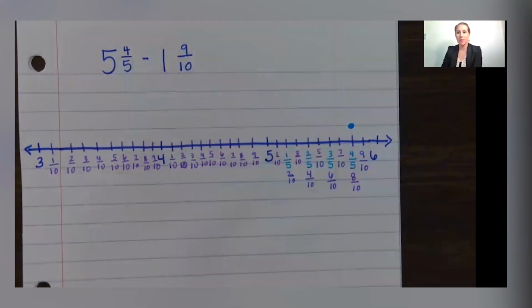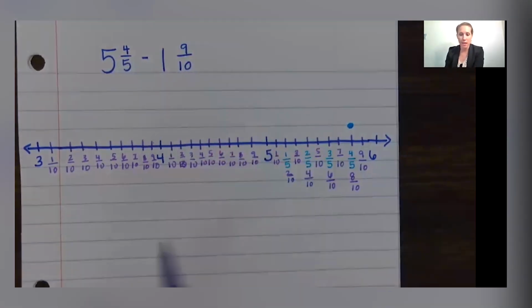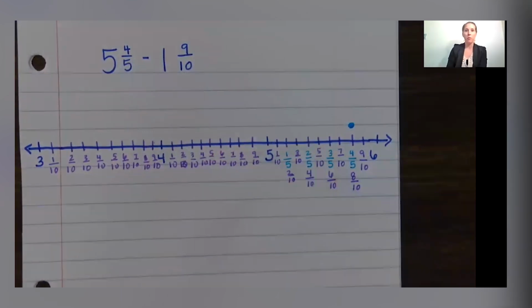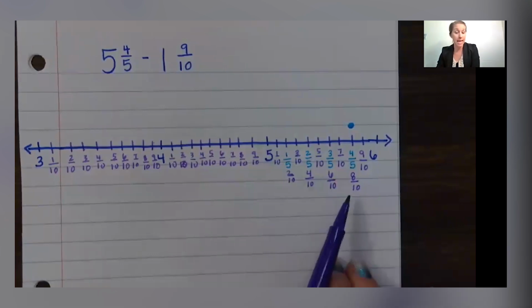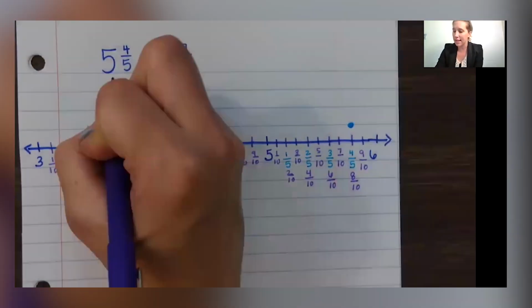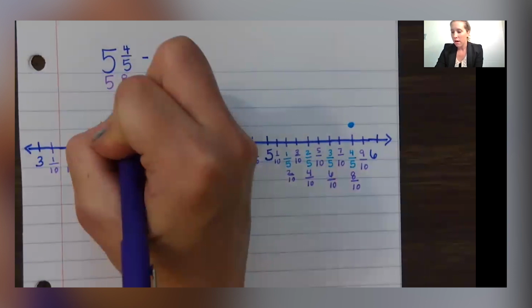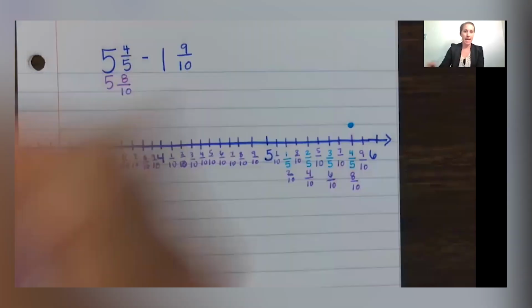Kind of gets a little crowded there, but that's okay. We can see it. All right, now let's stop. When we want to subtract, I want to go backwards. I want to take away. So what I want to do is start at 5 and 4/5 or 5 and 8/10. Very well said. So underneath this, I'm going to write the equivalent, 5 and 8/10.